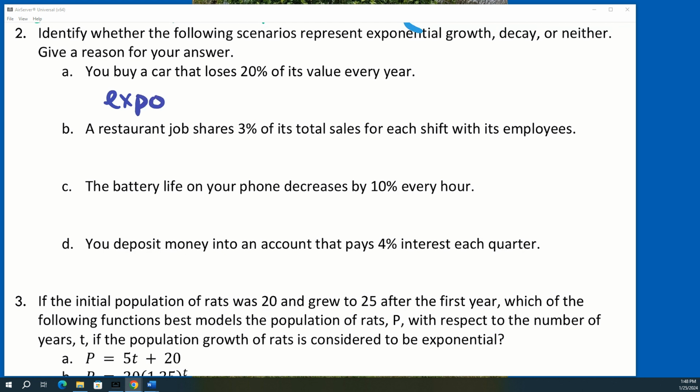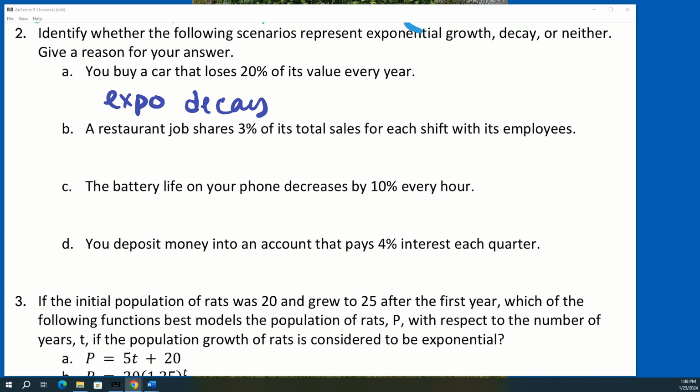So it has to be continuous. Like it has to keep on happening. It can't just happen once. It has to happen year after year after year. And because it's losing money, that's going to be exponential. Losing value, it's going to be exponential decay. You're multiplying by 80% each year.